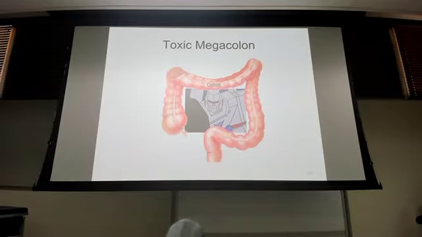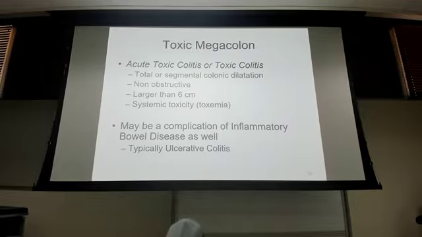Now we're going to get into toxic megacolon, which is the severe colonic dilation, and you're going to have systemic toxicity from it. Remember, I gave you the measurement earlier. Toxic megacolon, colon diameter typically over 6 centimeters. And you're going to have systemic toxicity. Toxic megacolon is defined as severe colonic dilation with systemic toxicity. Like I said, typically it's over 6 centimeters.